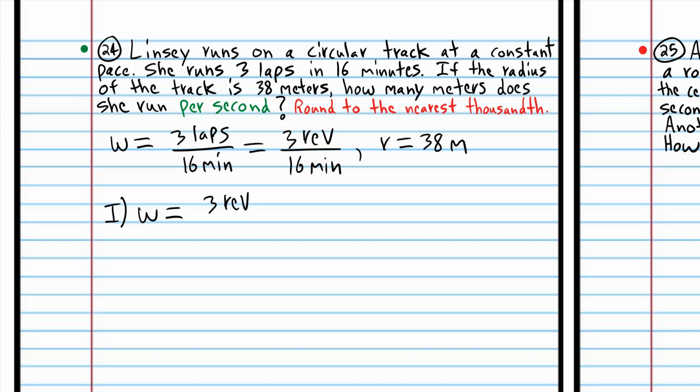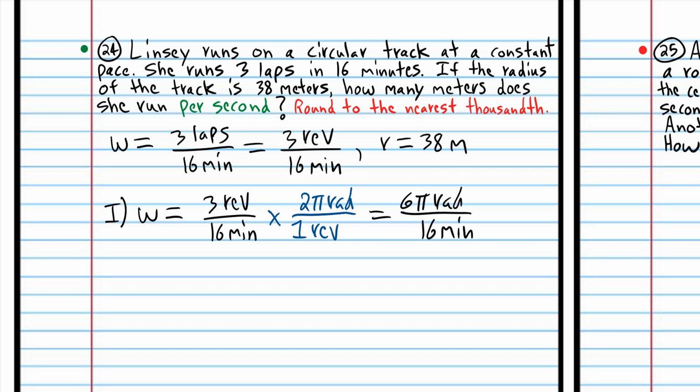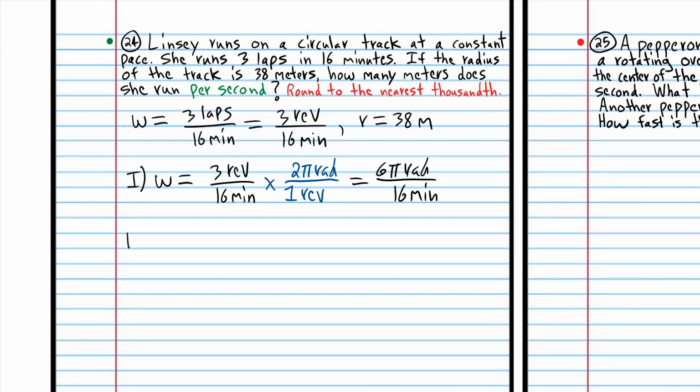So there's 3 revolutions every 16 minutes. And we know there's 1 revolution in 2 pi radians. So that's the conversion factor. So then we get 6 pi radians in 16 minutes. So that's omega. So now we're ready to find the linear velocity, which is equal to r times omega. R is 38 meters. Omega we just found. By the way, we can reduce that, so that reduces to 3 pi over 8. You don't have to reduce it, but it just makes it easier, I guess, to write.